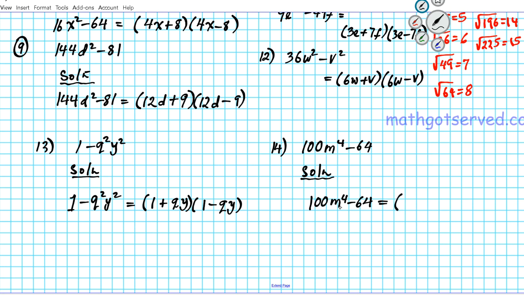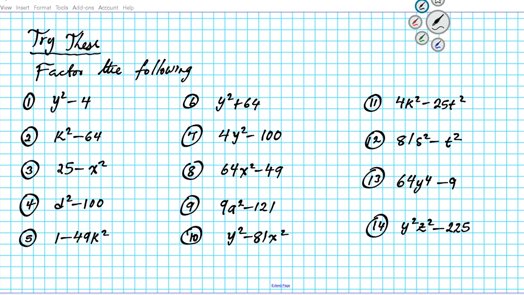So let's factor this. The square root of 100 is 10. So when you take the square root, you divide the power by 2. So that's m squared minus the square root of 64 is 8. Okay, and then you write down the difference, 10m squared minus 8. Okay, so there goes the tutorial. It's now going to be your turn to do some practice problems.